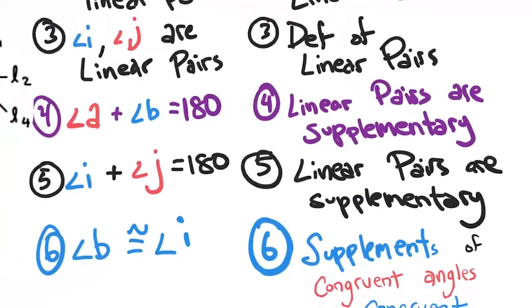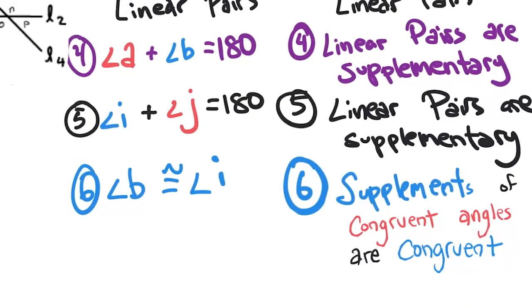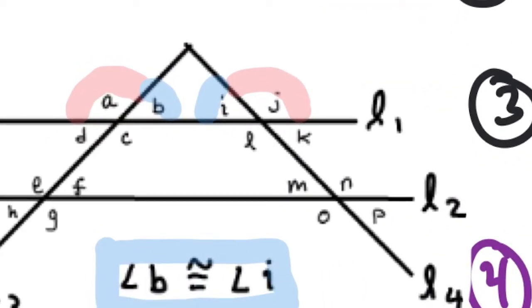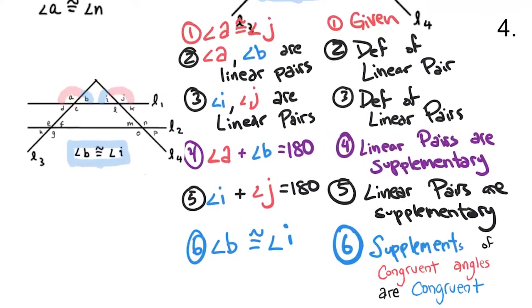That makes sense. And then, so what can we say? We can conclude that blue is congruent to blue because why? Because the blue supplements of the red congruent angles are congruent. Supplements of congruent angles are congruent. We're going to be applying that today. We're going to be applying that throughout the course of the year.